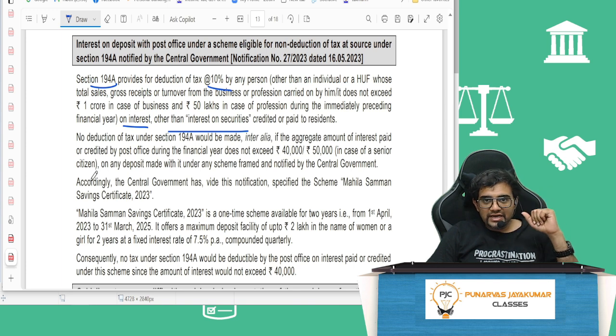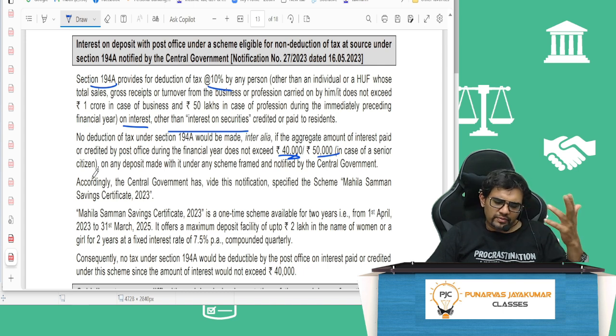But if the aggregate amount of interest paid does not exceed 40,000 for normal and 50,000 for senior citizens, if you have made a post office scheme, etc., then no problem. No need of any TDS to be deducted by the deductor, by the post office or whatever.